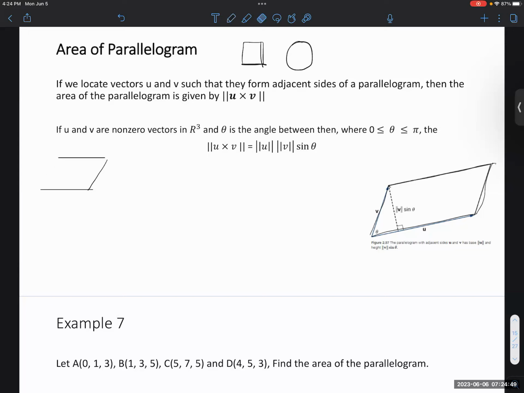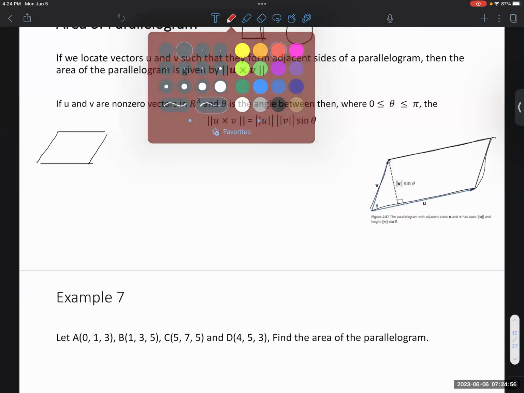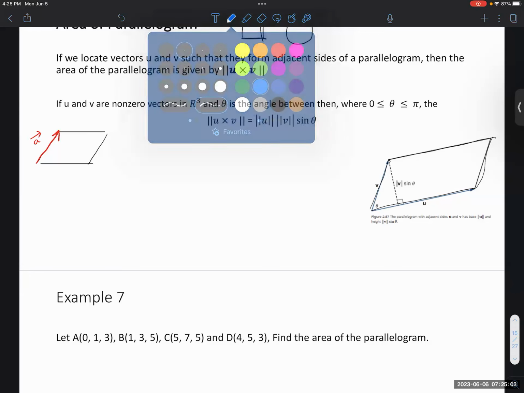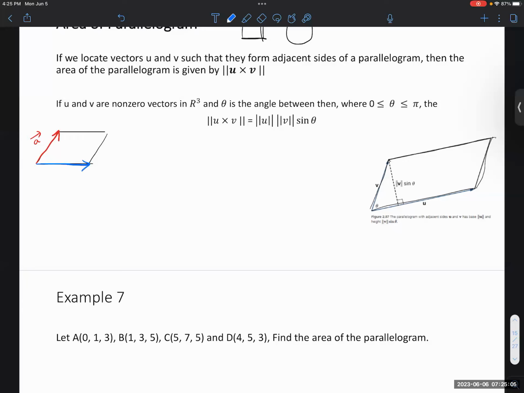Let's think about the parallelogram. We have two vectors. One is here, let's say this is vector A. And then I have a second vector B. Let's say they create the angle theta.